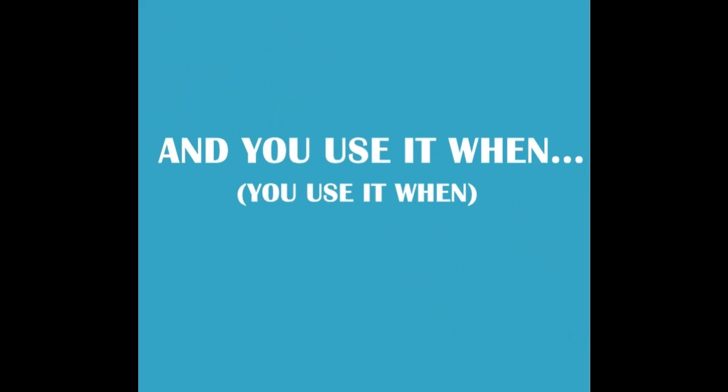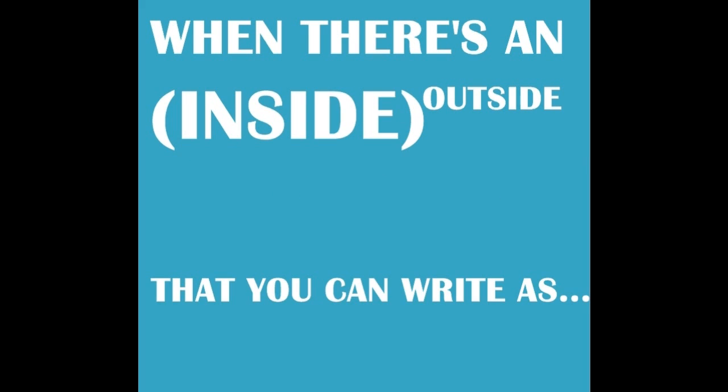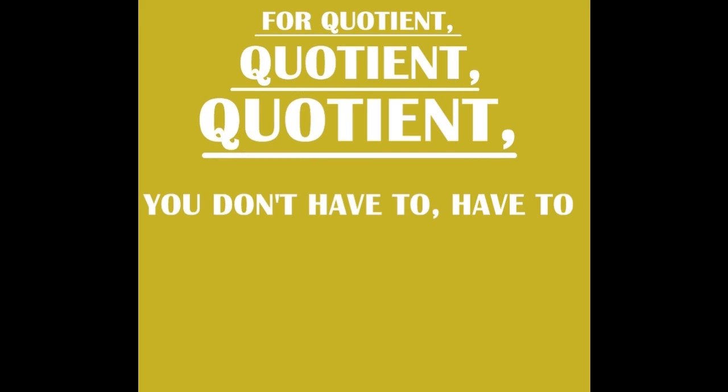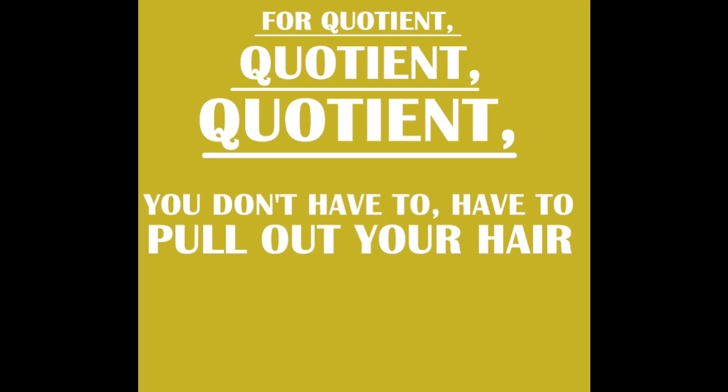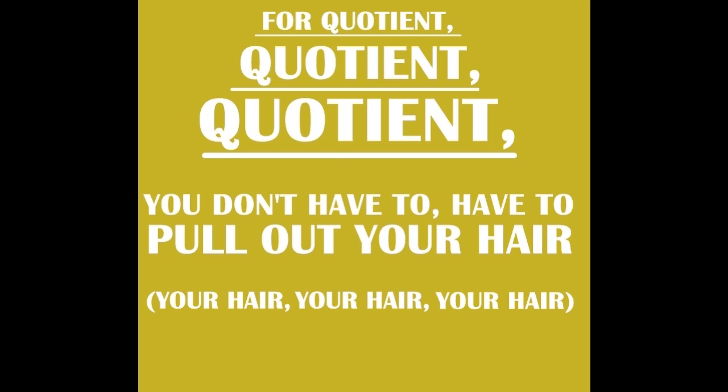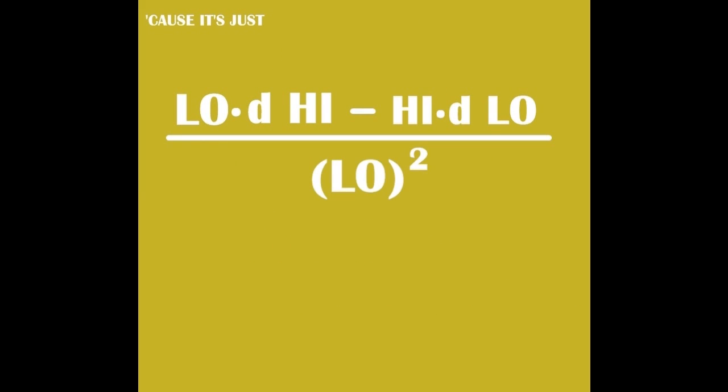And you use it when? You use it when there's an inside and an outside that you can write as f of u. Ooh, for the quotient, you don't have to pull out your hair. Cause it's just low d high minus high d low all over low squared.